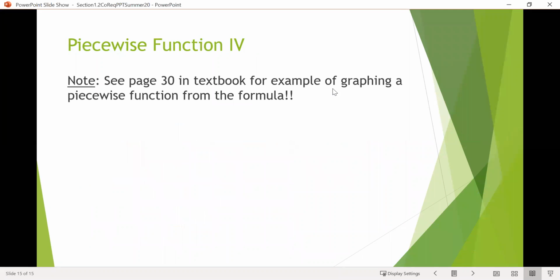All right. Last thing from this section. In page 30 of your textbook, which even if you don't have a personal copy of it, there's a copy available on WAMAP. From there, you can see an example of graphing a piecewise function from the formula. So that's something we didn't do. Given a piecewise function formula, graph it.